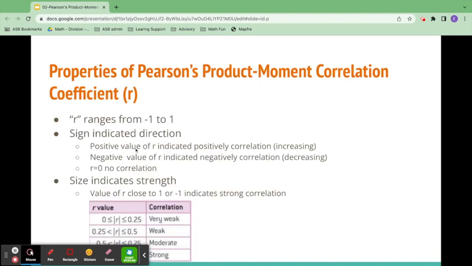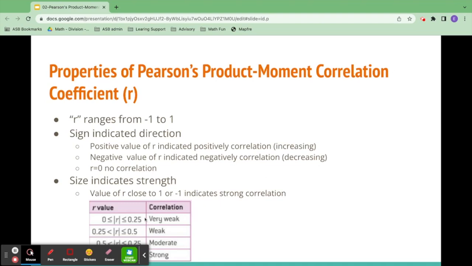The calculator is going to give us a coefficient, which we call the R value. And this number is going to be between -1 and 1. What does it mean? Well, we're first going to talk about the sign. If you have a positive value, then we're looking at an increasing correlation. If you have a negative, then we're looking at a decreasing correlation. And if the R value is 0, well, there is absolutely no correlation between your two variables.